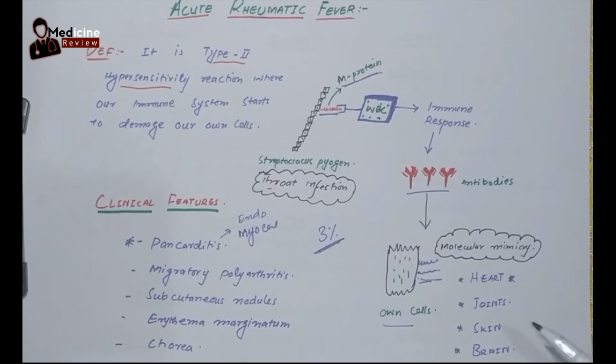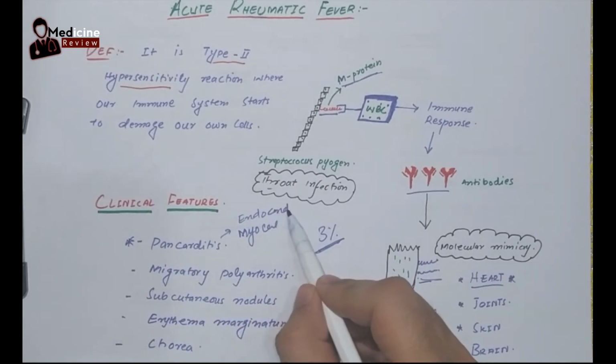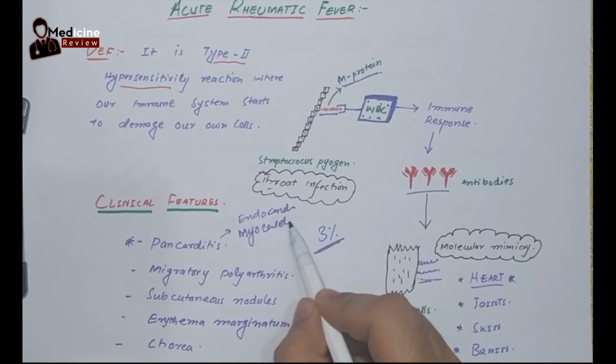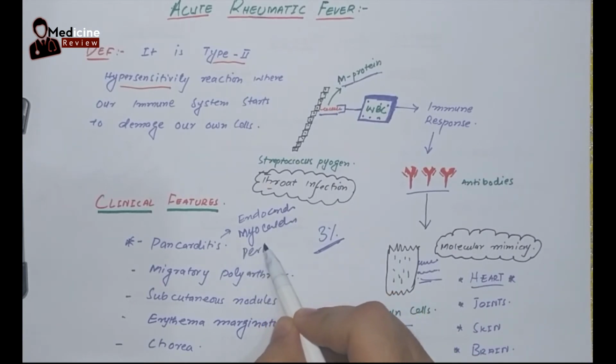Now, if it damages our heart, there will be pancarditis: the endocardium will be damaged, the myocardium will be damaged and the pericardium will be damaged. If it attacks our joints, there will be migratory polyarthritis. Let me explain this point. This is a very important point.